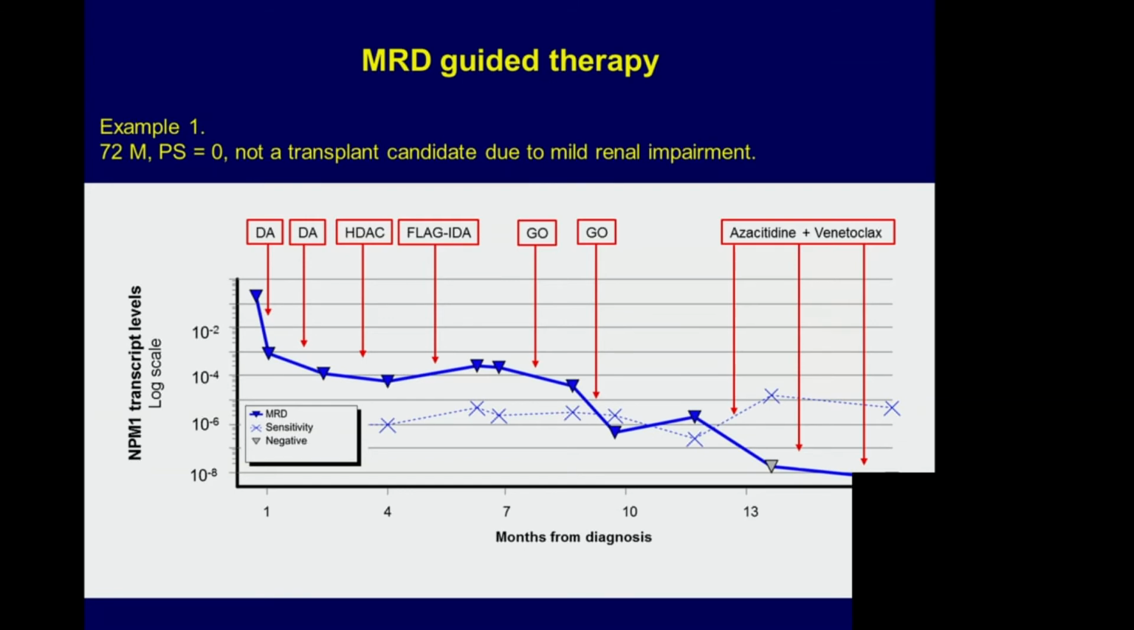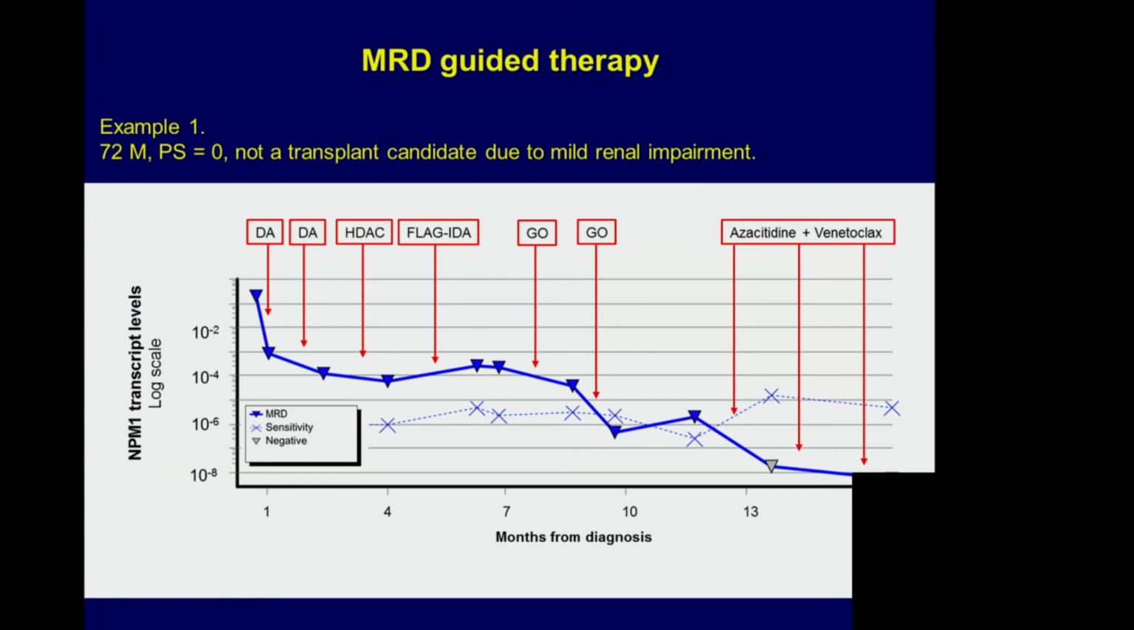good response with about a 3 log reduction in transcript levels, and then a further log reduction with cycle 2. He then went on to have consolidation with high-dose cytotherapy, and you can see that his response then starts to plateau. Following this, we intensified therapy for cycle 3. However, there was no response to this. Actually, transcript levels had risen. We did wonder if this was a mistake. This was repeated and confirmed.